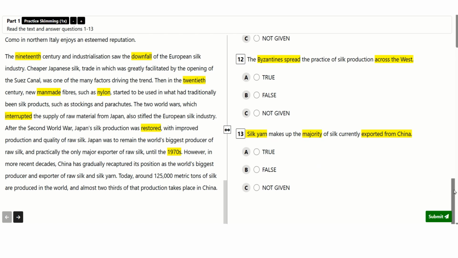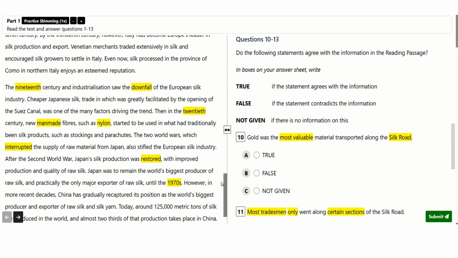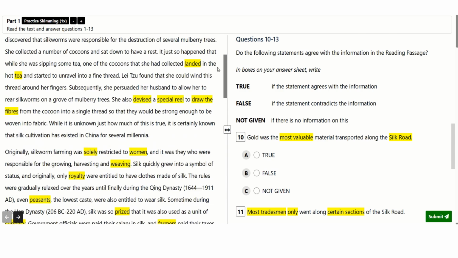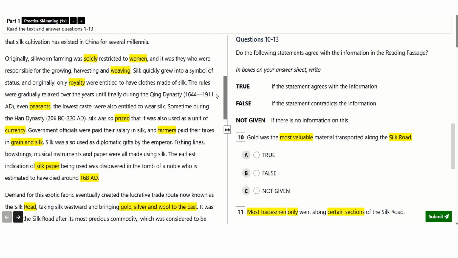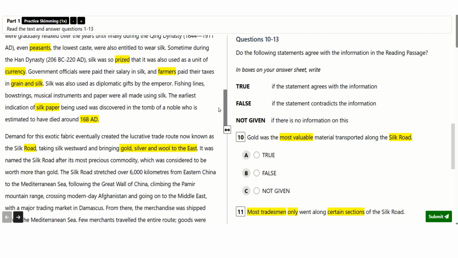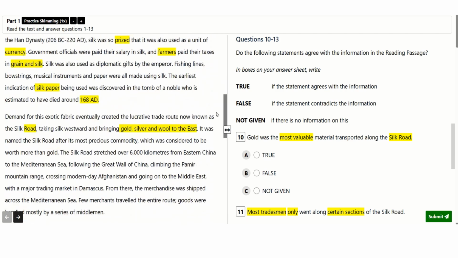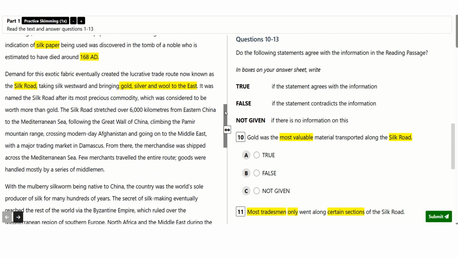Okay. So we need to find the location. We need to go back. Where was Silk Road? If we go back, Silk Road, Silk Road. Oh, where is it? Oh yeah, here. Silk Road. Here. So we need to find gold. Gold was the most.